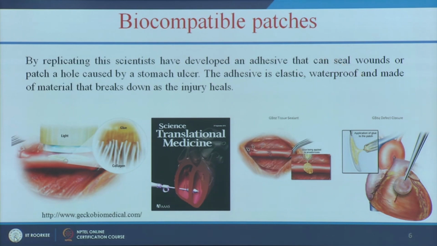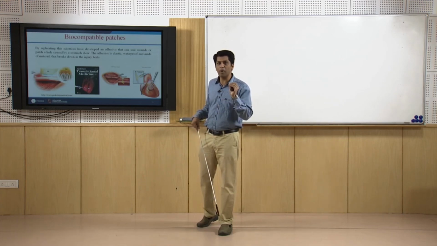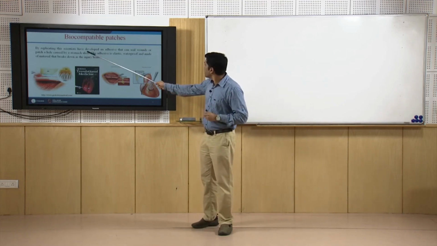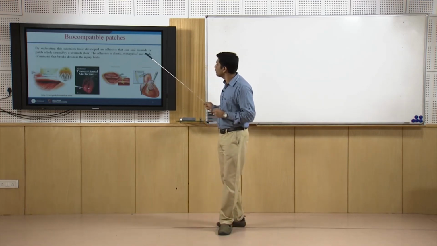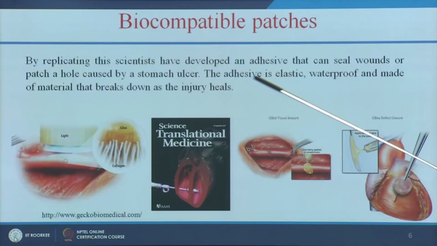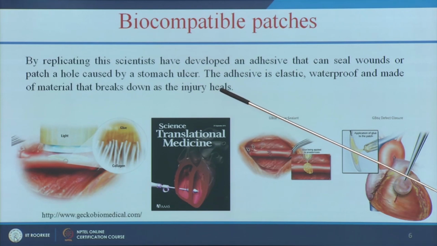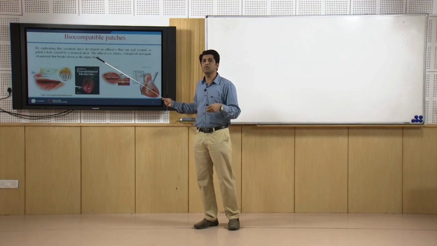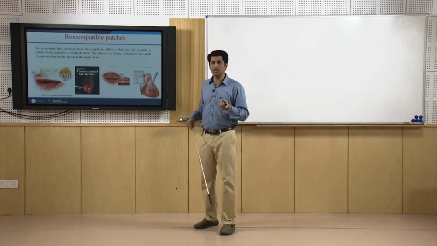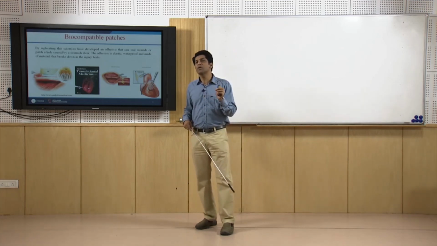So what is the meaning of biocompatible? That means the material which is compatible with your biological system is called a biocompatible material. This biocompatible adhesive can seal your wounds or patch a hole caused by a stomach ulcer or anything else, and this adhesive is elastic and waterproof, and it is made of material that breaks down as the injury heals, that is, the material is biodegradable. That means the material will degrade inside the biological system and will not cause any immune response or toxic effect, which is called a biodegradable material. So this material is biocompatible as well as biodegradable.